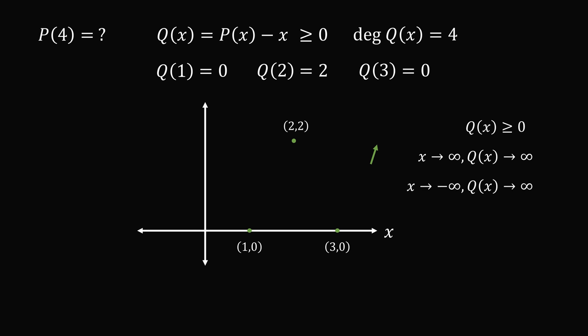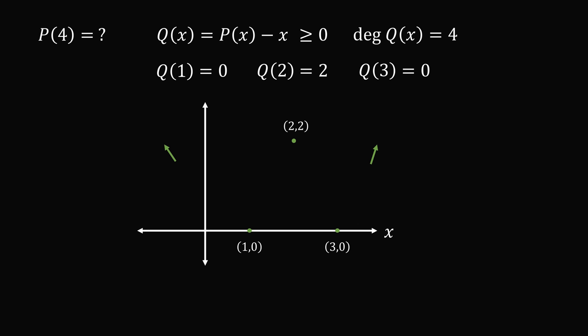Similarly, as x goes to negative infinity, Q(x) has to go to positive infinity. So we also have the limiting behavior on the left side of the graph. How does this information help us? Well, we know three particular points, and we know the limiting behavior, and we know that Q(x) is a quartic. So, can we have any other roots? A quartic can have up to four roots. Well, the answer is no.